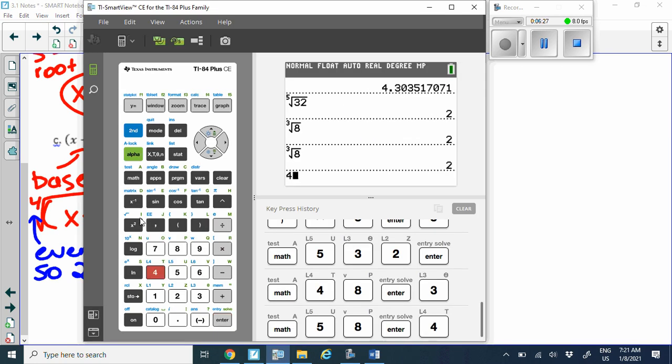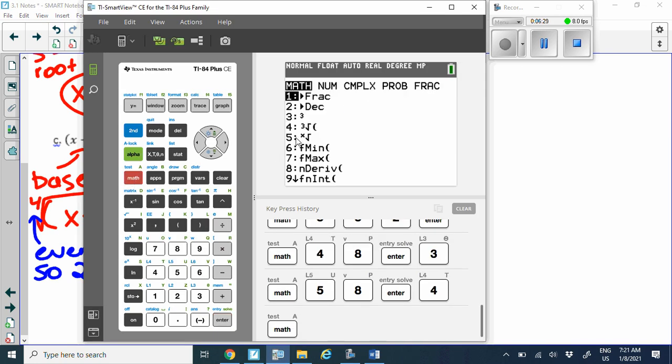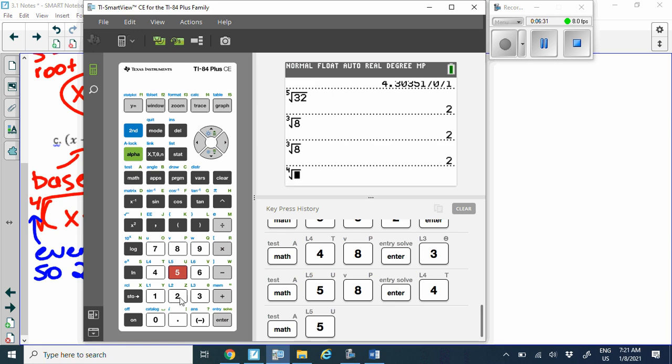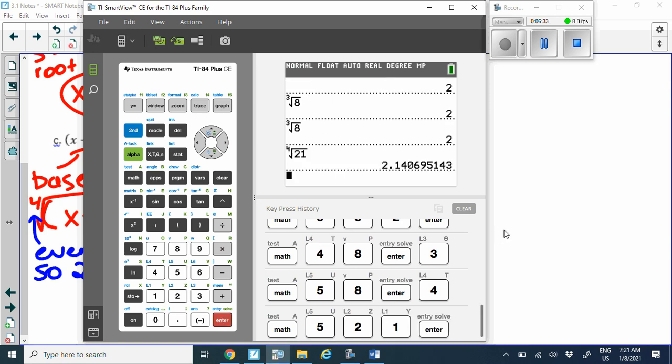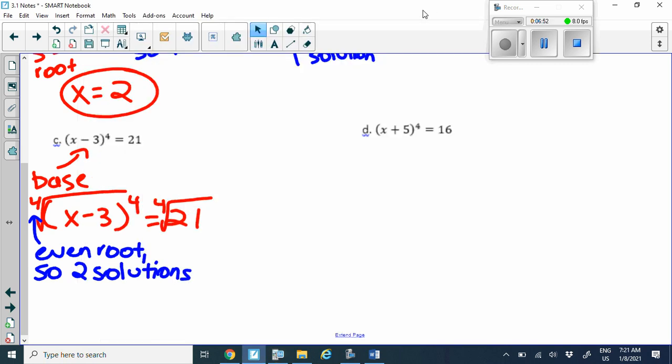So I'm going to do 4 math, and then it's going to be number 5, and then put 21. So notice 21 is not a perfect fourth, so that means we're going to have decimals. And it said we're going to round to the hundredths, which is 2 decimal places. It's going to be 2.14. Now, because we have to have 2 solutions, what is that special symbol we need to use? It is the plus minus sign. Remember we used it when we did square roots? A square root is an even root.